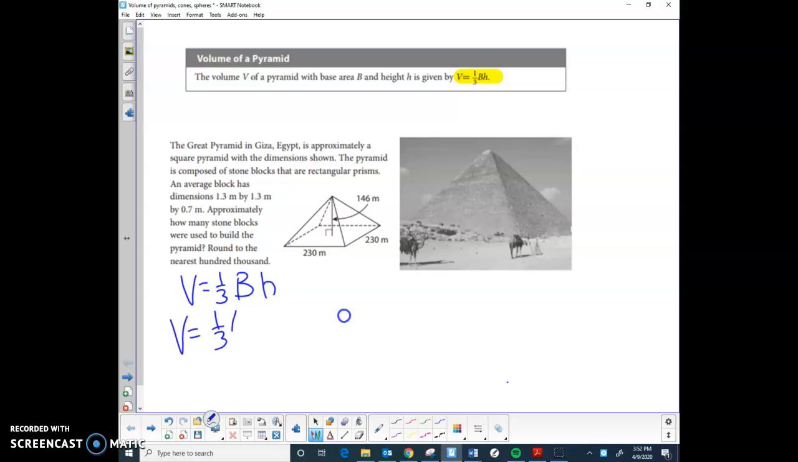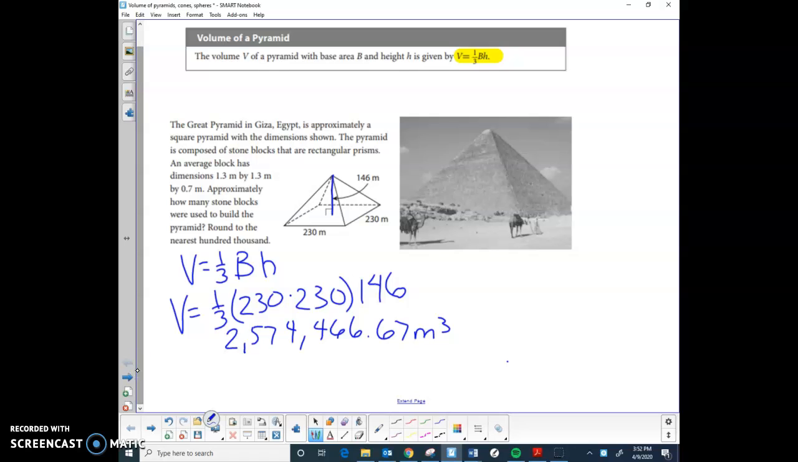So 1/3, the area of our base is 230 times 230, times our height. We're looking for that vertical height, so 146. When you type that into your calculator, you will get a really large number. So over 2.5 million meters cubed is the volume of that pyramid.